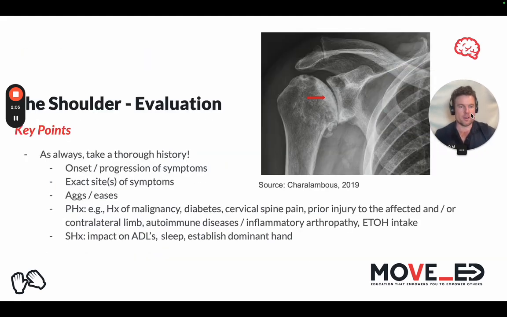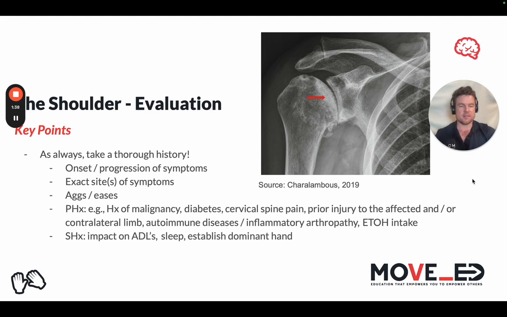All right, now moving on to the evaluation, just some key points to consider. Always take a really thorough history when it comes to shoulder problems. Really try and nail down the onset and the progression of symptoms, because often these people are presenting to you when the problem is subacute or chronic. So it's nice to figure out when the problem started. Was there trauma associated with it? Has it gotten better or worse over time?